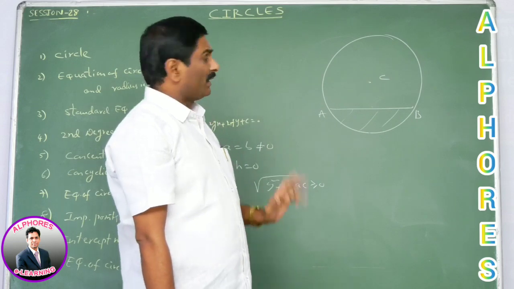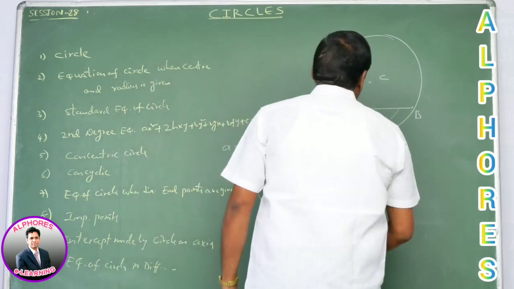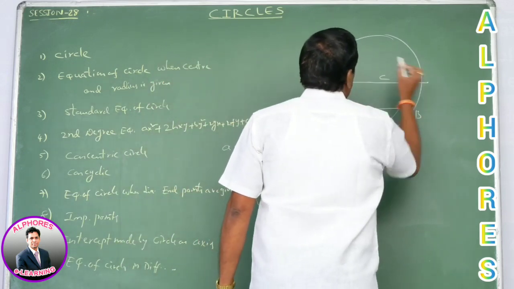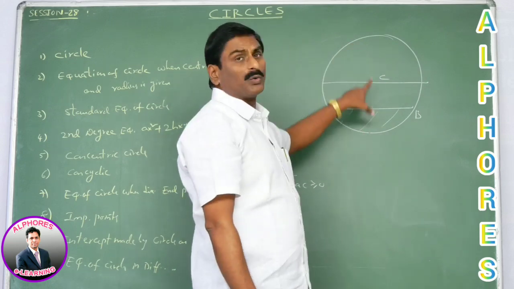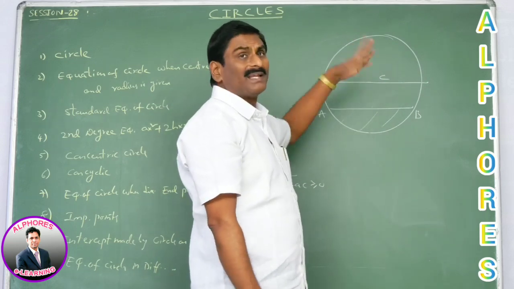Next, if the chord passes through the center, it divides the circle into two equal parts. So each part is said to be a semicircle.